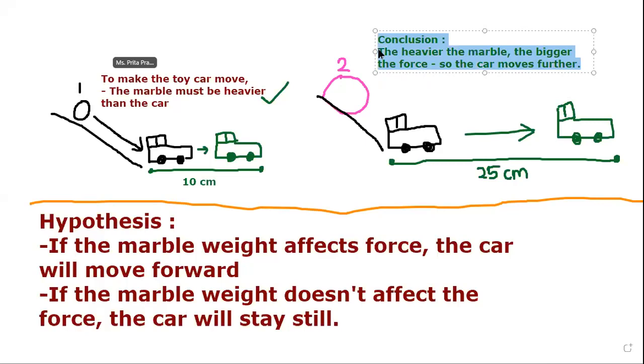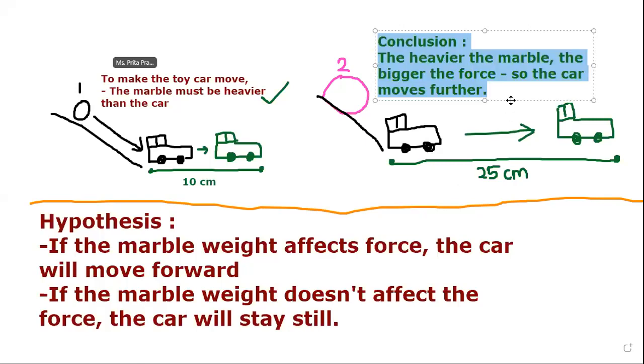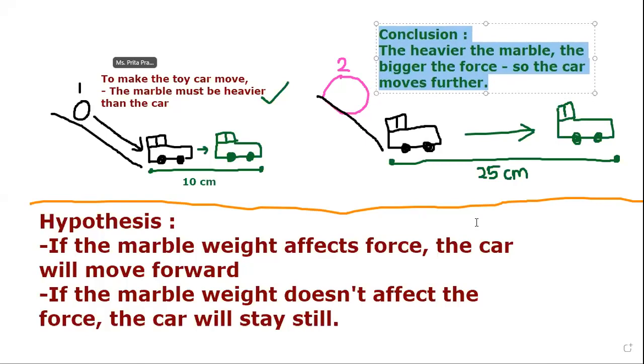So let's copy this one. Can you write the conclusion? Not C. What do you think happened to the car when it was hit by a bigger marble? So what's the answer for B then? The toy car will move farther. The toy car will move further because, you're basically just flipping the sentence, right?